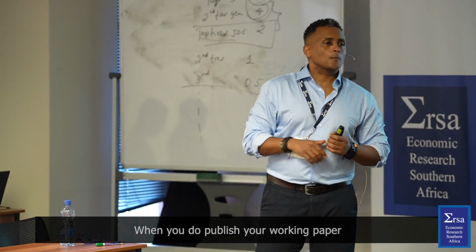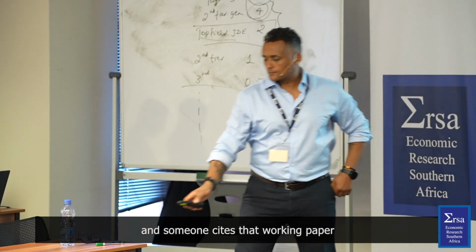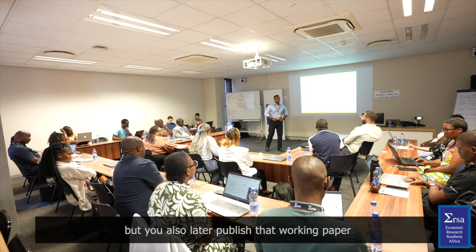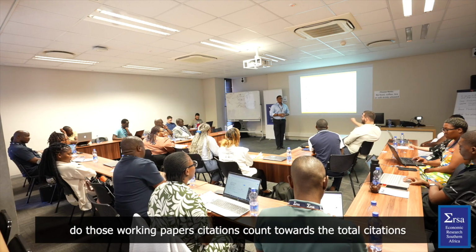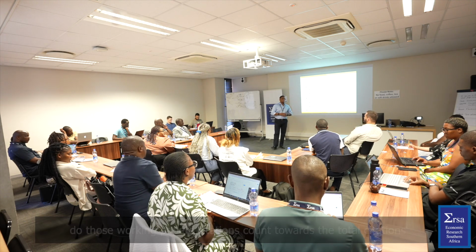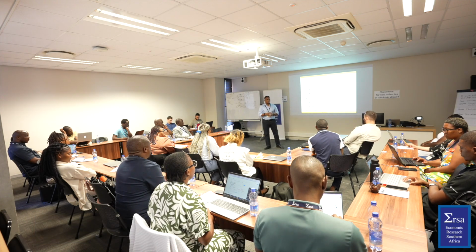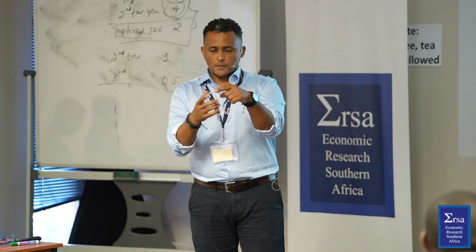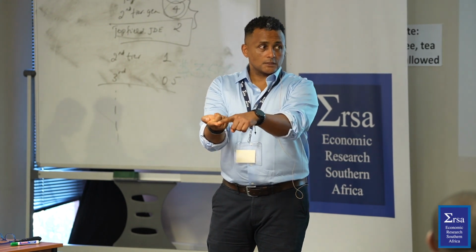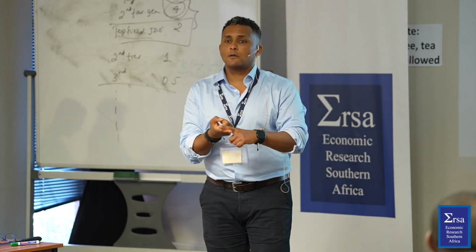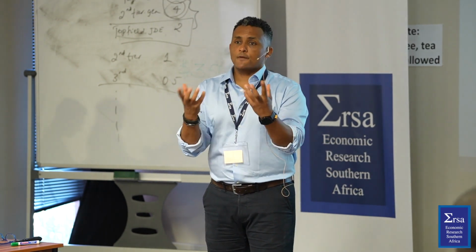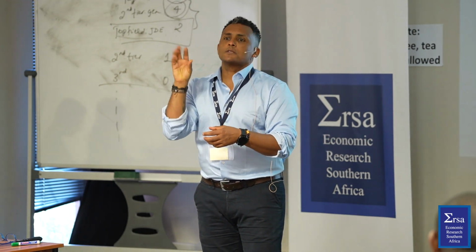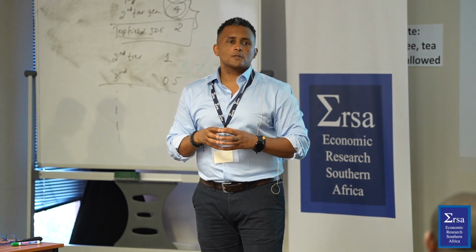Yes, Jan? When you do publish a working paper, and someone cites that working paper, but you later also publish that paper in a journal, do those working paper citations count towards the total? Absolutely. So the way to do it is, you have Google Scholar profiles. You go to Google Scholar and you can merge them. That's the way to do it. Everybody should have a Google Scholar page. You have to open one. That's a very good way. Google Scholar, I think LinkedIn is also good. But Google Scholar counts your citations, so it's a very good way to have that.